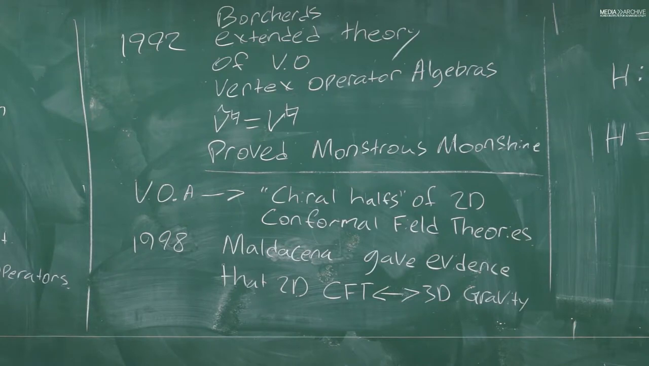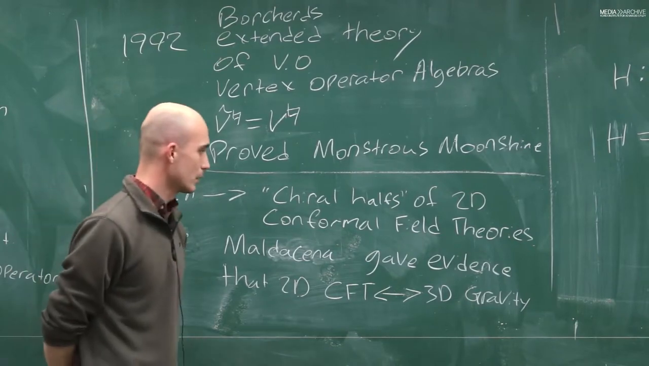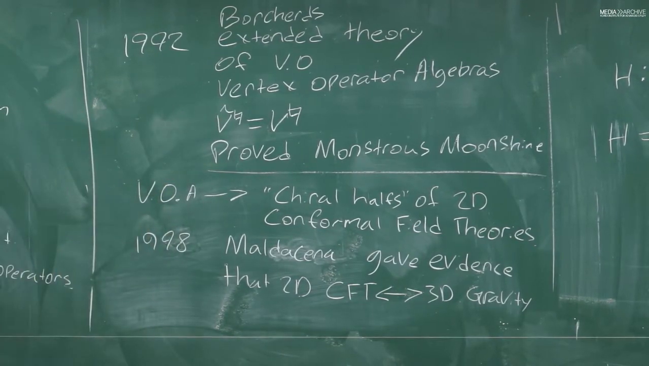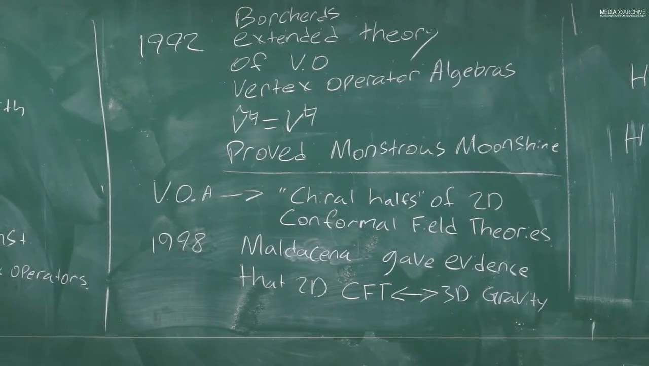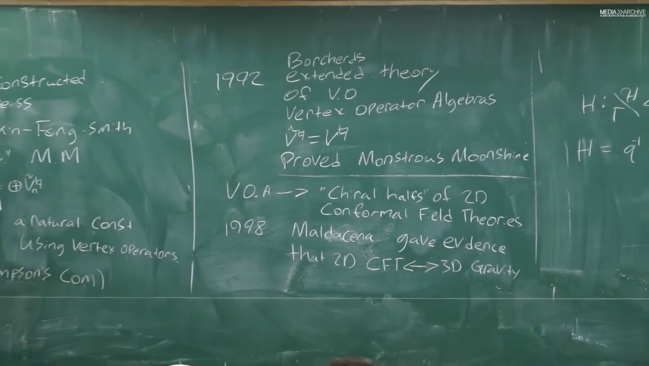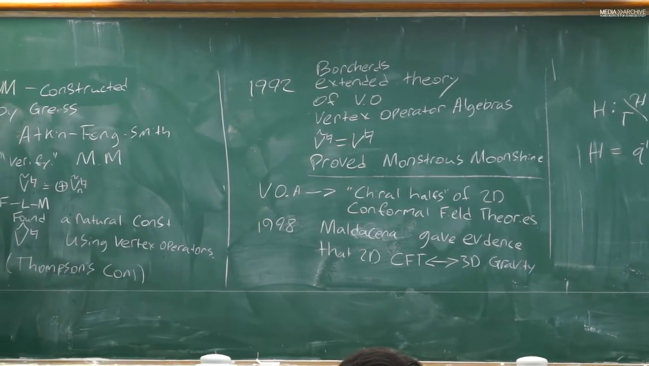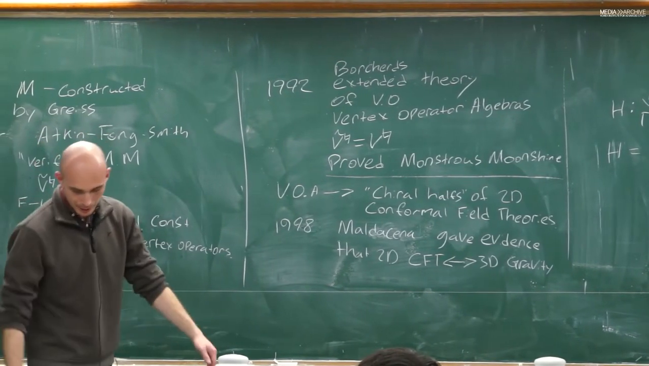So he gave evidence that these two-dimensional quantum field theories correspond to theories of gravity in three dimensions. This paper has become the most cited paper in physics, as I understand it. It has more than 10,000 citations. It's a very, very cited paper.